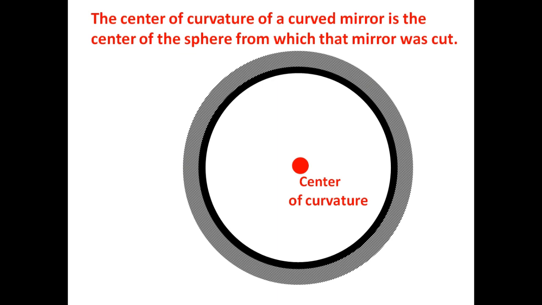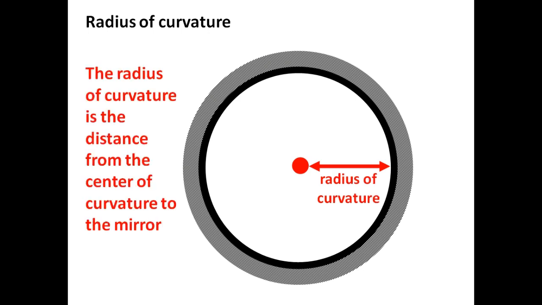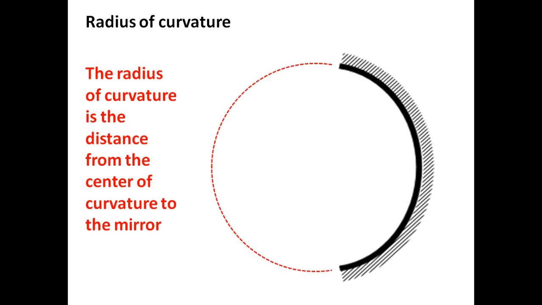Yes, exactly, Titi. The center of curvature of a curved mirror is the center of the sphere from which that mirror was cut. And just like in any other sphere, the distance from the center of curvature to the mirror is called the mirror's radius of curvature. I understood that, Sensei. So, the center of curvature of this mirror is this point, while the radius of curvature is the distance from that point to the mirror.